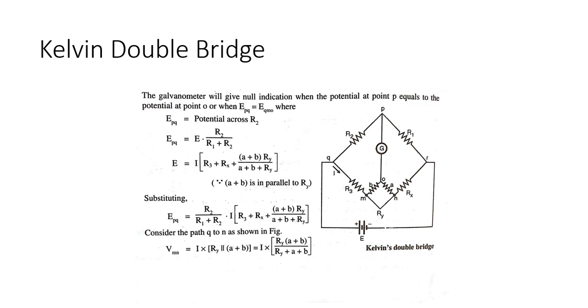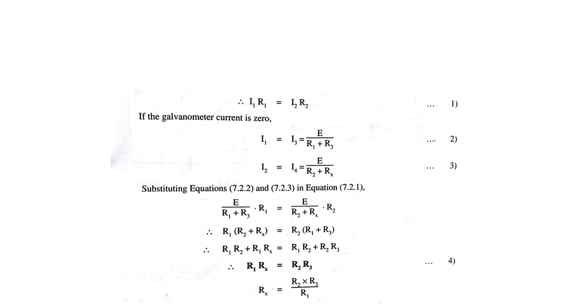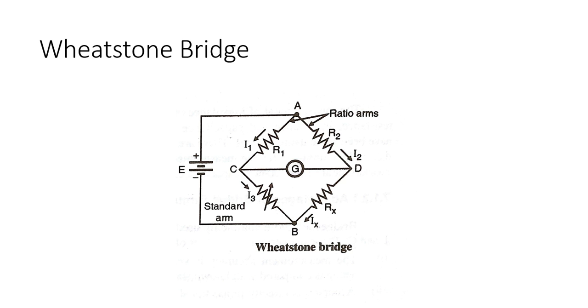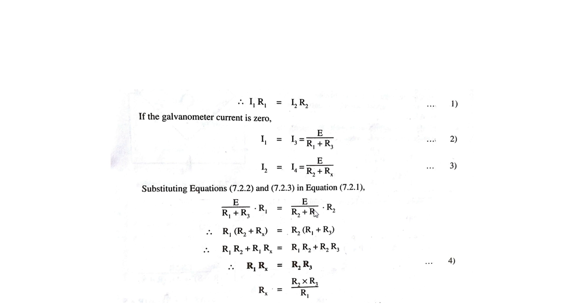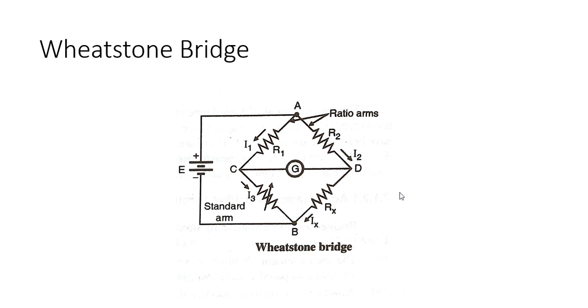So let us see the Kelvin's double bridge. Now, the Wheatstone's bridge that we have seen can be used for a number of applications, but we must understand the limitations of this Wheatstone's bridge. It can only be used to measure resistance in the range of a few ohms to several mega ohms. If you want to measure the resistance Rx in that range, then only it can be used.